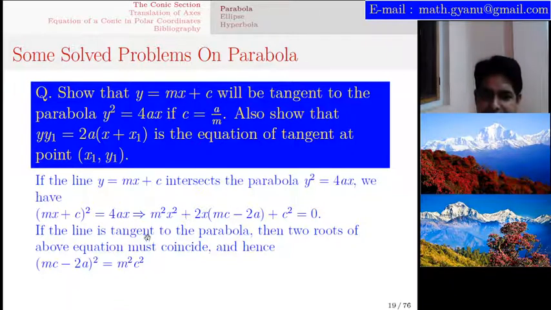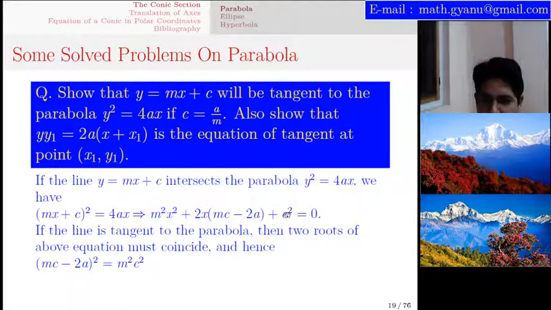So in this case, what is the value of b square? That is 2 times mc minus 2a whole square, that is 4 times mc minus 2a whole square. And what will be the value of 4ac? That will be 4, value of a is m square, and c is c square.